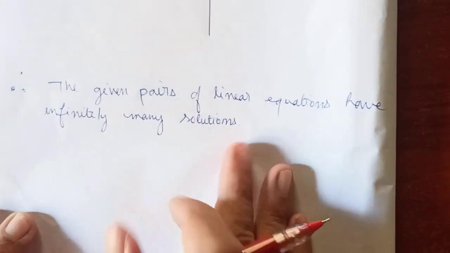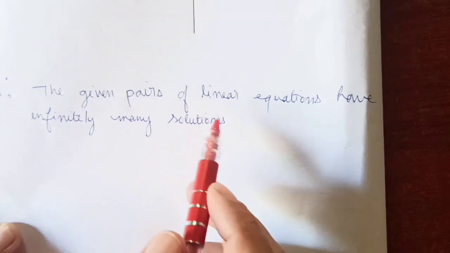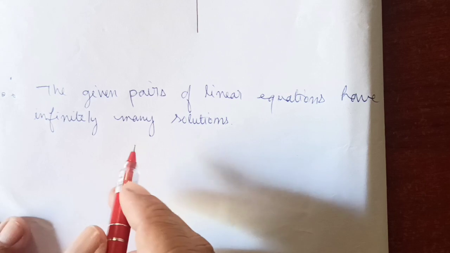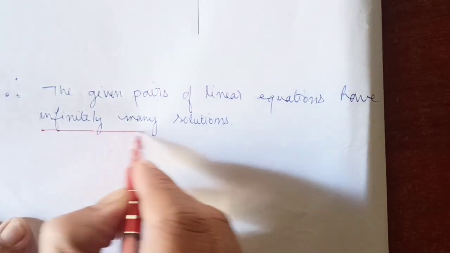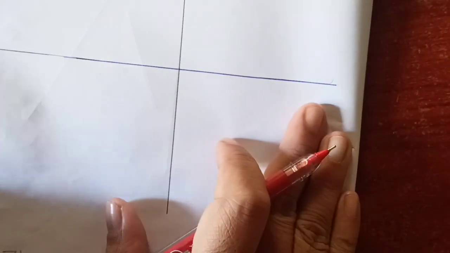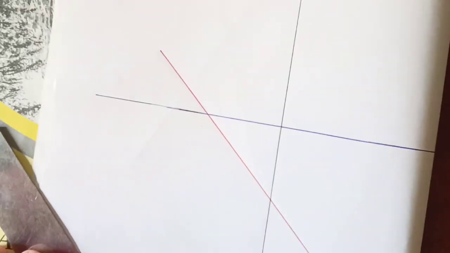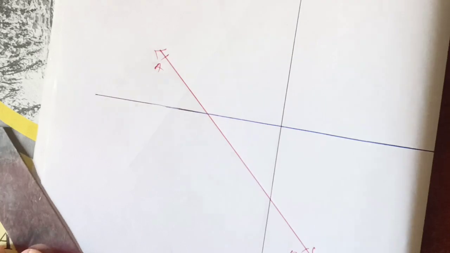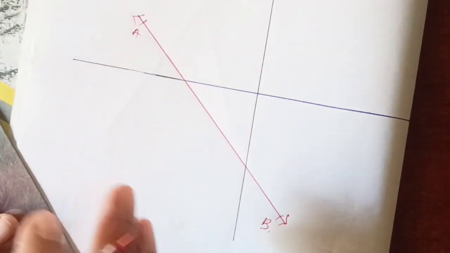Okay, then the next type of graph is, see, the given pairs of linear equation have infinitely many solutions. So when two graphs have infinitely many solutions, how should we draw it? See, let's say that we draw one line. Let's say that this is A, B. So this is AB line.